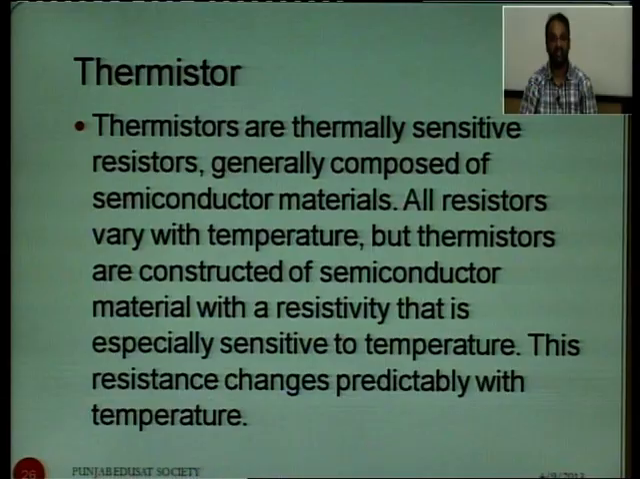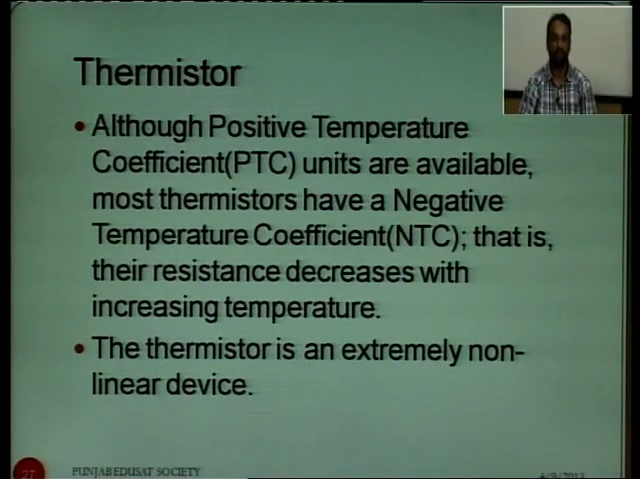Thermistors are thermally sensitive resistors, generally composed of semiconductor materials. All resistors vary with the temperature, but thermistors are generally constructed of semiconductor materials with a resistivity that is especially sensitive to temperature. That means some semiconductor materials have resistivity that depends upon temperature, and this resistance changes predictably with the temperature. With the temperature, there is a change in the value of resistance of the device.